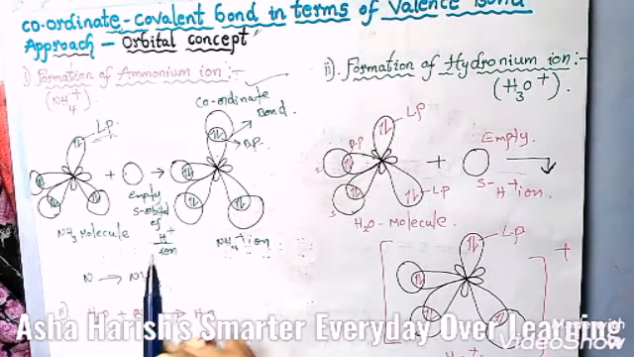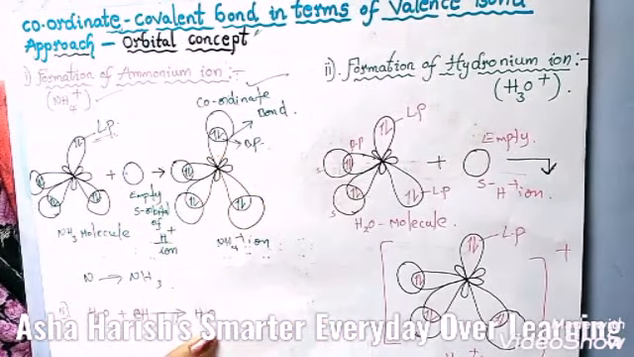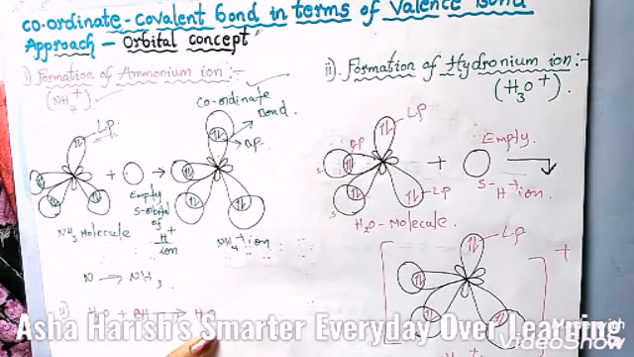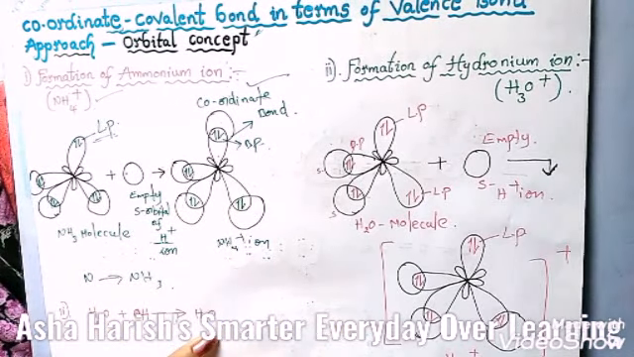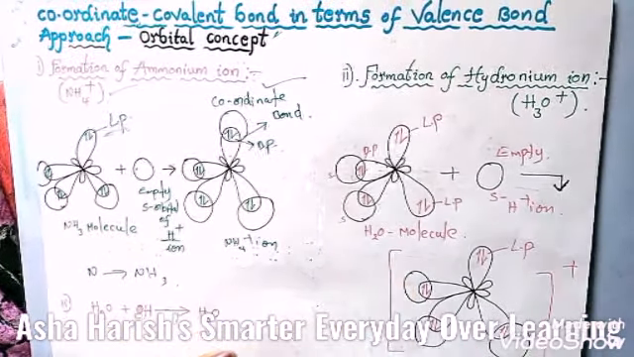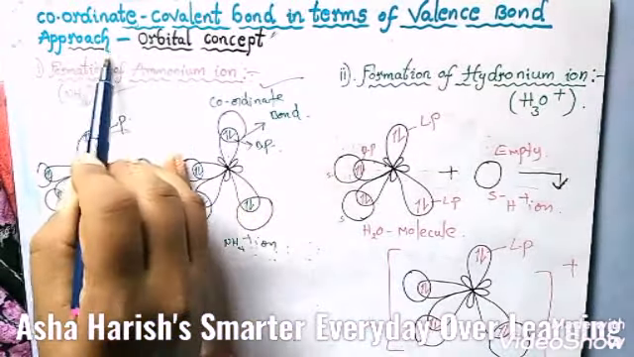These two are the formations of the NH4 plus ion and H3O plus ion, the ammonium ion and hydronium ion, in the concept of orbital coordinate covalent bond in terms of the valence bond approach.